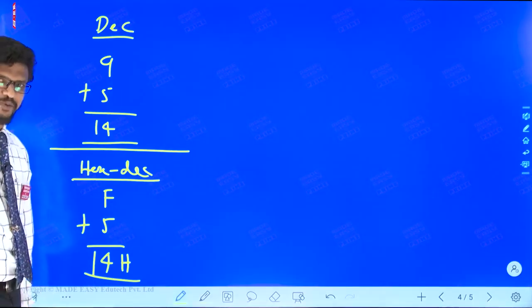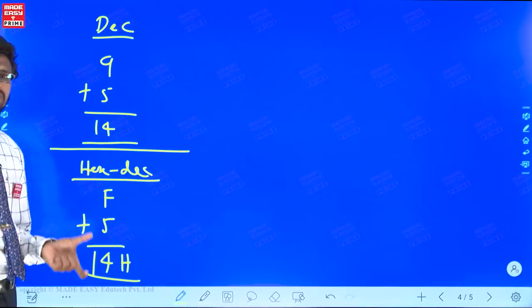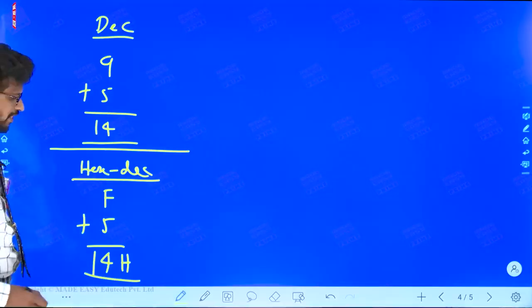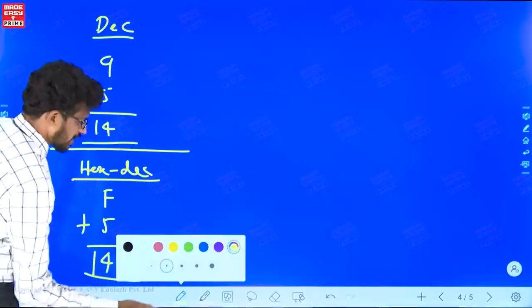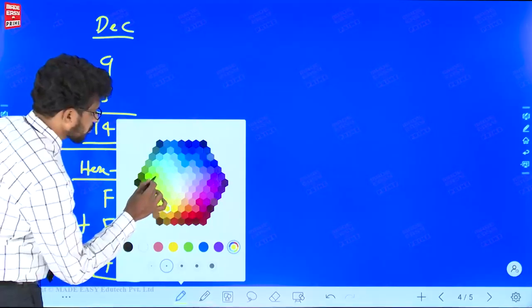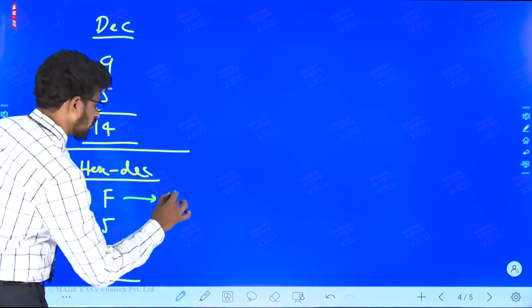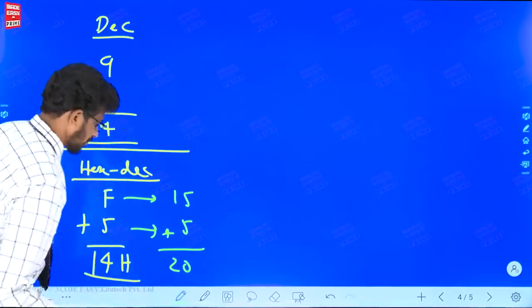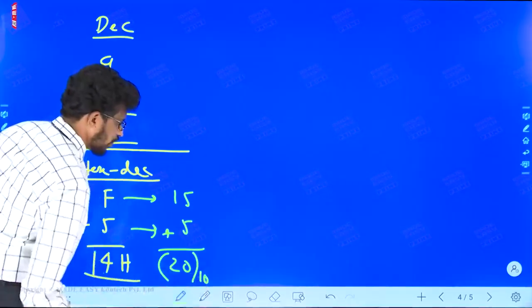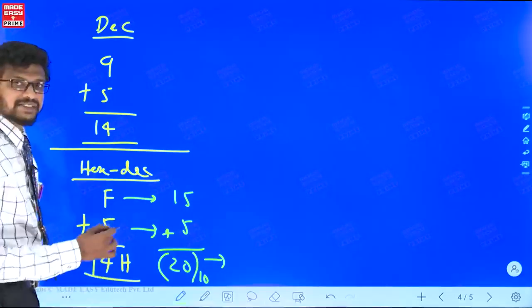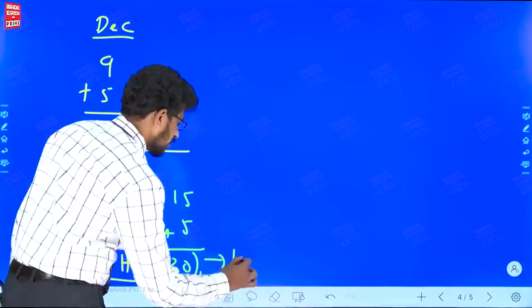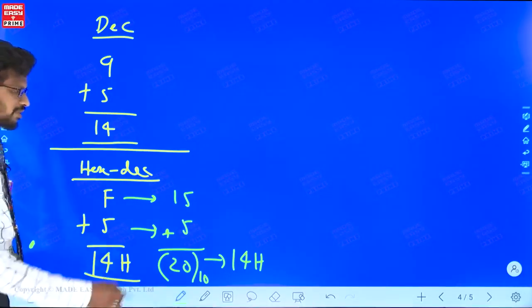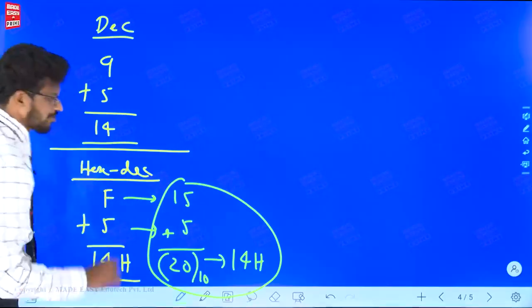Clear? Right. So you may be surprised, sir, how could you do this problem? Or some people may know it, no problem. But I am giving a simple tip on how to solve the problems in a simpler way. If you go by the regular method, how much time will it take? F means 15 in decimal, and 5 is 5. 15 plus 5 is 20. So 20 is actually the decimal value. How do you write this 20 in hexadecimal? 16 means 10H. So 16 plus 4 means 14H. So again you have to convert into hexadecimal.